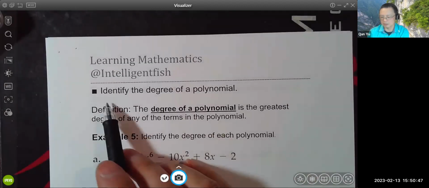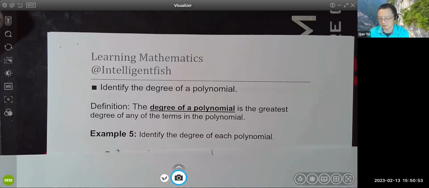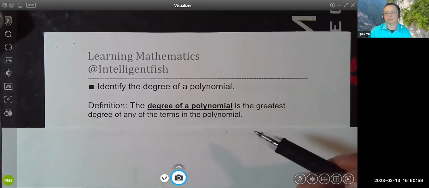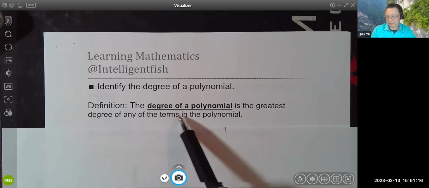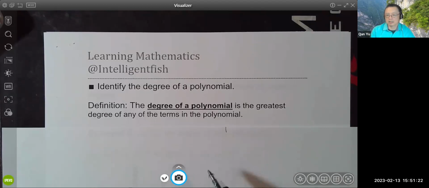There's one more here. Learning objective. I remember we have 6 at the beginning, right? I didn't count, but we have plenty today. Identify the degree of a polynomial. We already learned the degree of a monomial, which is the sum of all of the whole number exponents. We only have whole number exponents of a monomial. So what is the degree of a polynomial? Basically, this is the highest degree of all of those monomials. Whichever has the highest degree among all of those monomials is going to be called the degree of the whole polynomial.